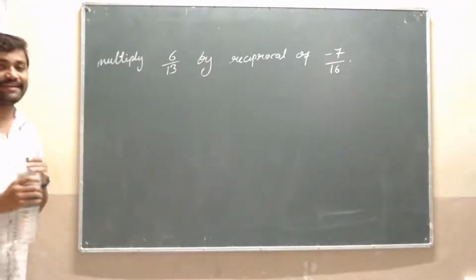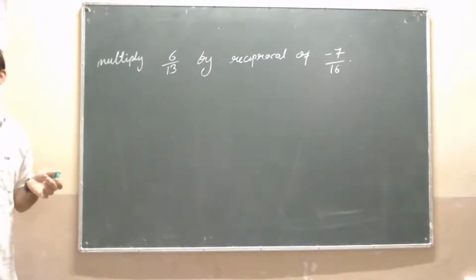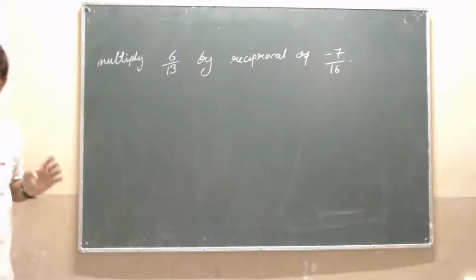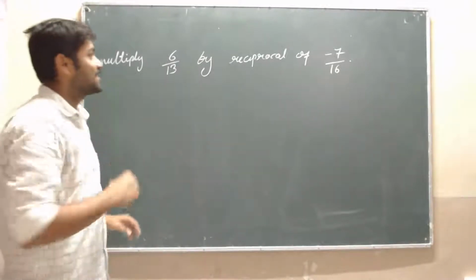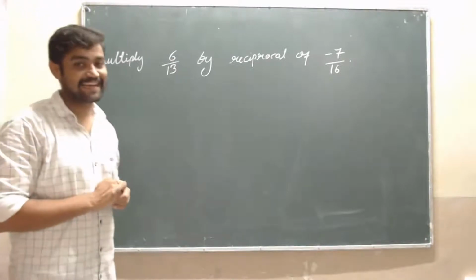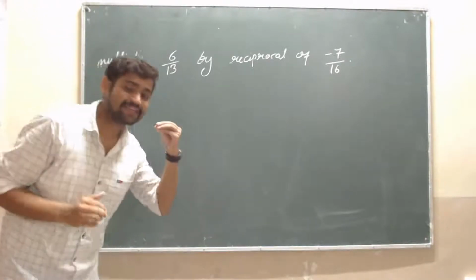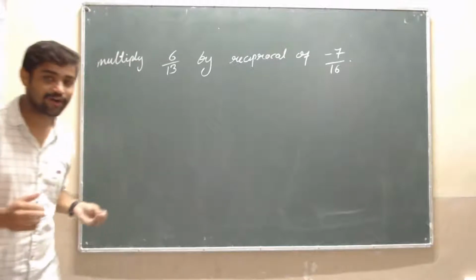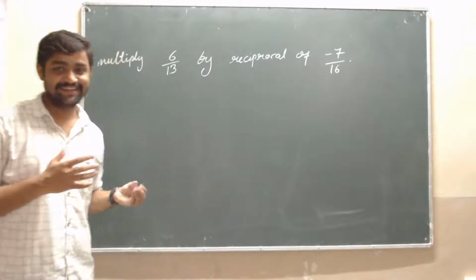How will we multiply? In mathematics, doing it correctly is more important or more useful than just trying. Whether that answer may be wrong or whatever it may be, you have to try. Okay.